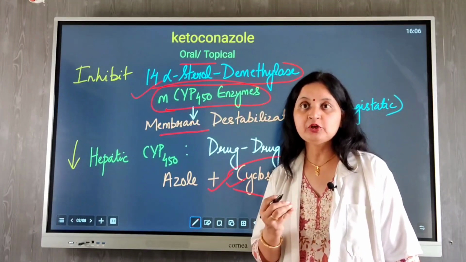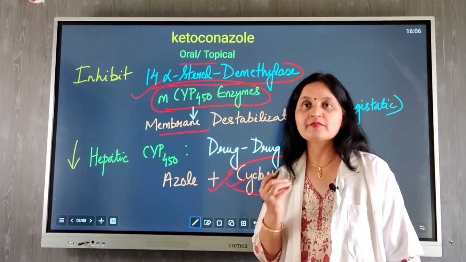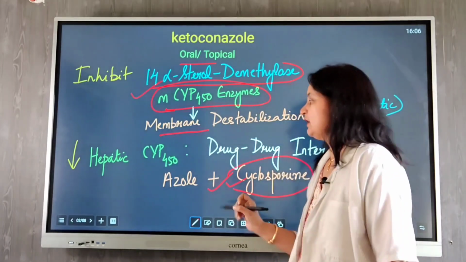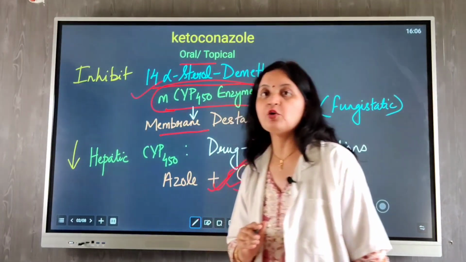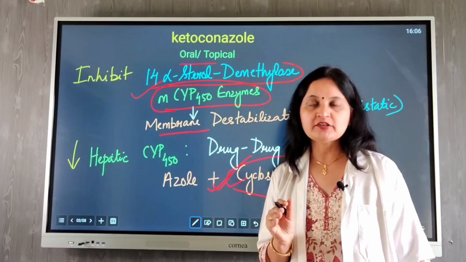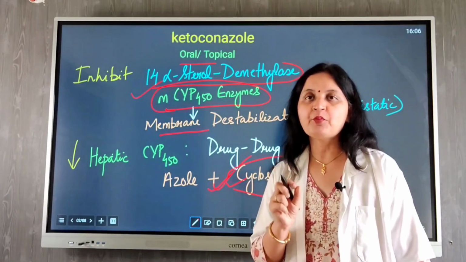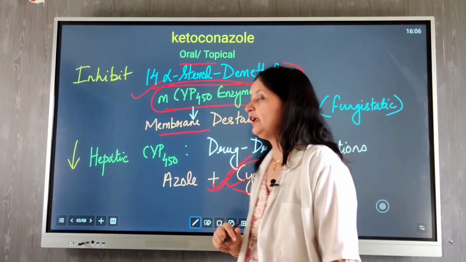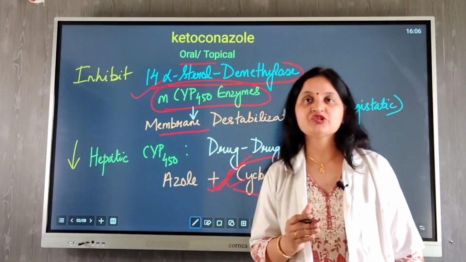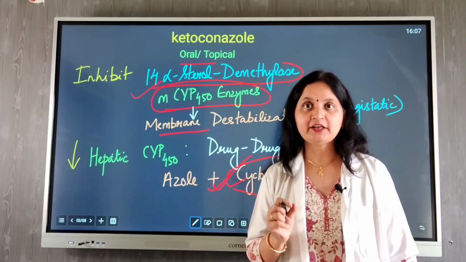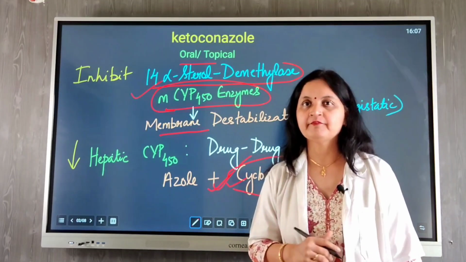Patients receiving azoles and cyclosporin are more susceptible to toxicities resulting from cyclosporin, so they should receive lower doses. The cyclosporin dose should be minimized in patients receiving both these drugs. So drug-drug interaction is an important consideration when azoles are used because of the inhibition of the hepatic cytochrome P450 enzyme.